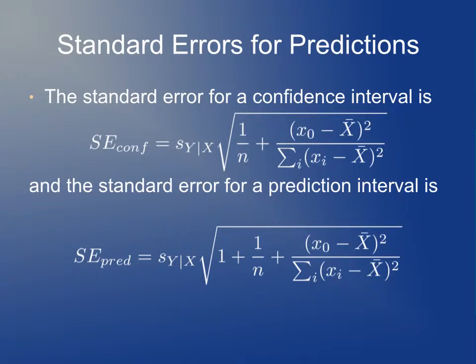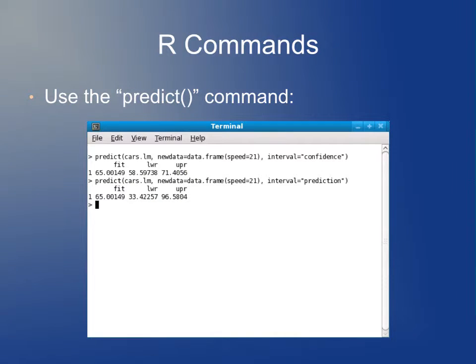You can see these two expressions are identical, except that there's a 1 in the bottom that's not in the top. That means the standard error for the prediction interval will always be larger than the standard error for the confidence interval. Like I said, I'm never going to ask you to use this formula in this class. We'll always do this in R, but if you ever need this formula, there it is. And the command to do this in R is predict.